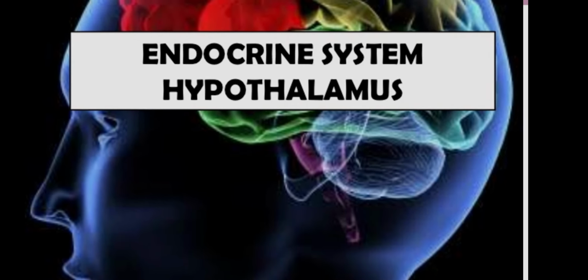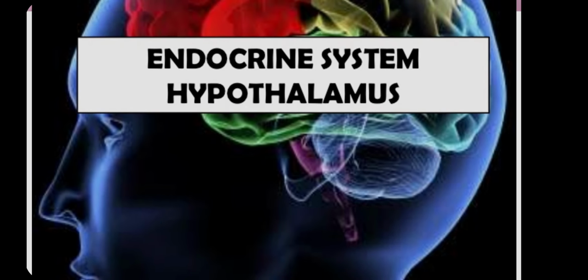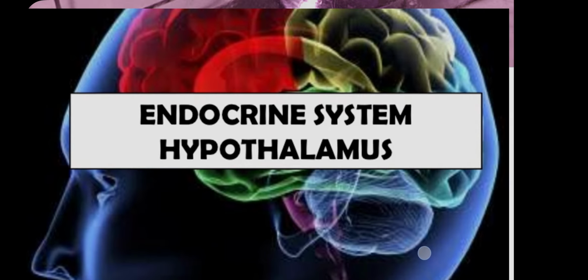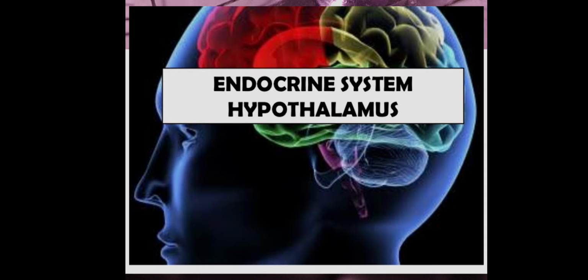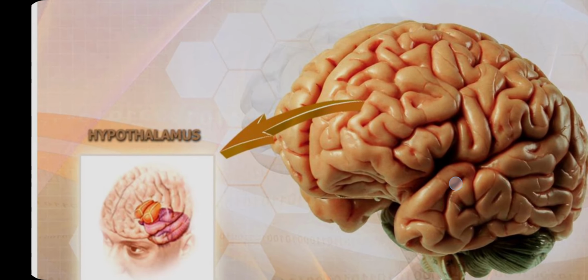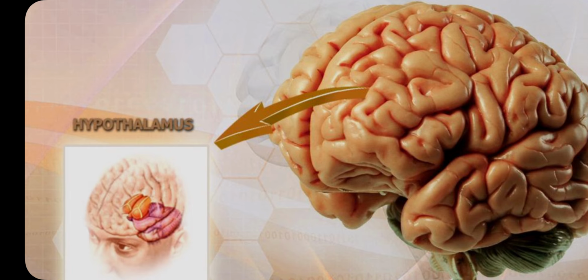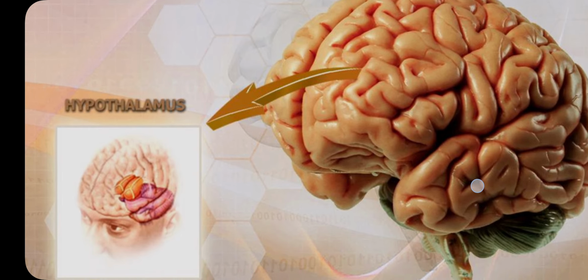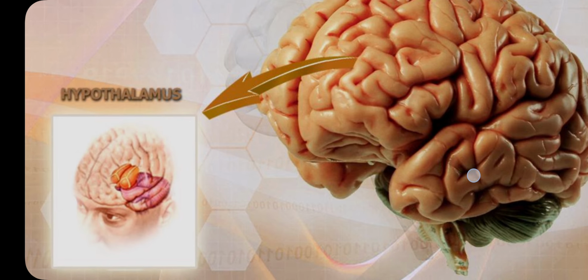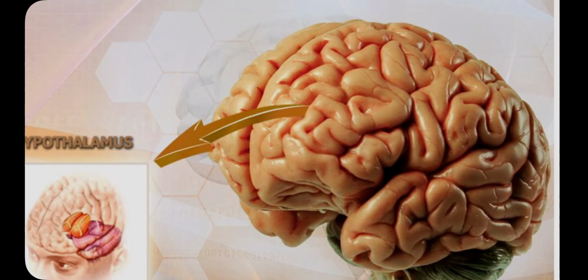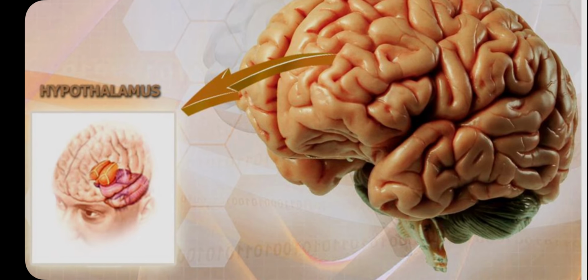Endocrine system: here we will study the HPO axis. In general it is the HPG axis, the hypothalamo-pituitary-gonadal axis, whereas in the female it is called the hypothalamo-pituitary-ovarian axis. It starts from the hypothalamus. You know where the hypothalamus is situated in the brain? It is very small in size, but it controls most of the things. It has connections with other parts of the brain as well as with the pituitary gland.